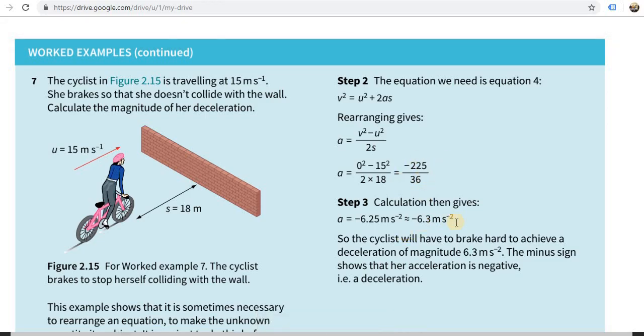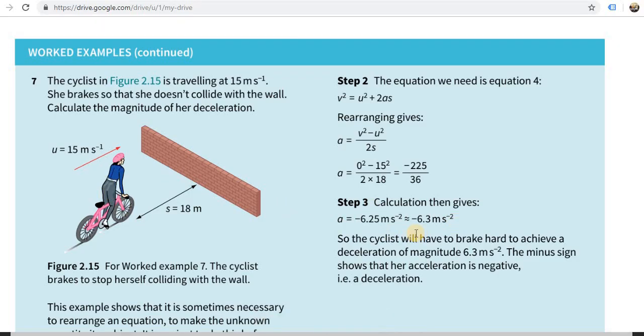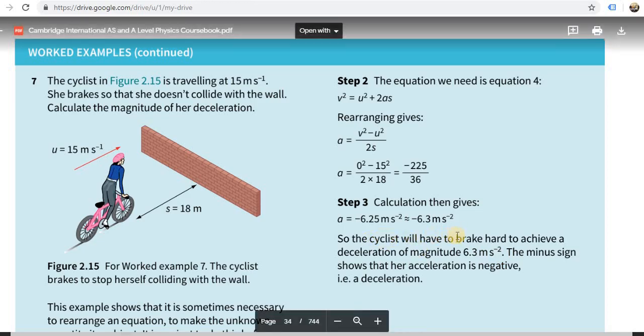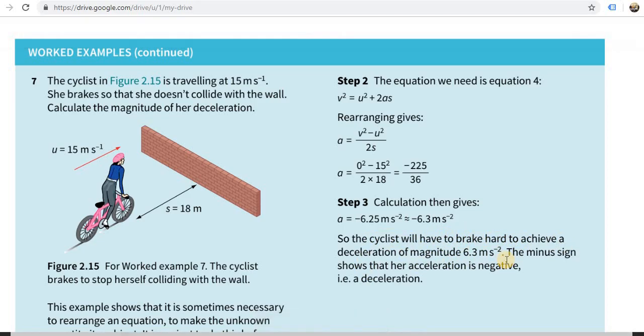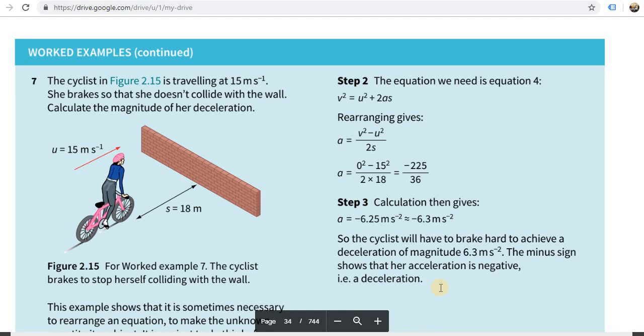We will get a negative value for acceleration. That means it's a deceleration. You can clearly see she's slowing down. So, but deceleration we give it as a positive value. So the deceleration is plus 6.3 meters per second squared. So the cyclist will have to brake hard to achieve a deceleration of magnitude 6.3 meters per second squared. The minus sign shows that her acceleration is negative. That means it's a deceleration.